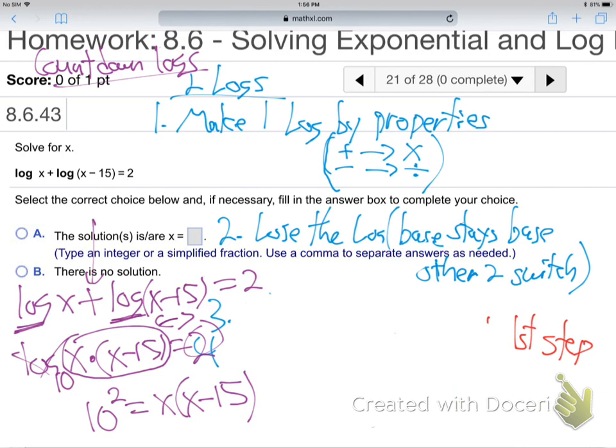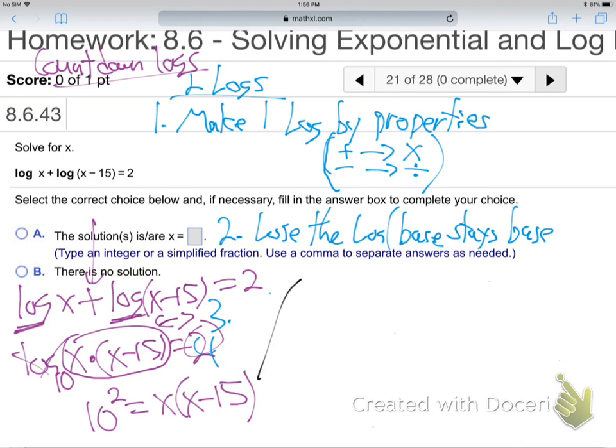So we're out of the woods. We're out of the logs now, right? Guys, good so far? Everybody track with me. So I went 2 logs, 1 log, no log. We're done with the logs. Now just solve it. What do I mean, just solve it? Well, what's 10 squared? 10 times 10, 100.